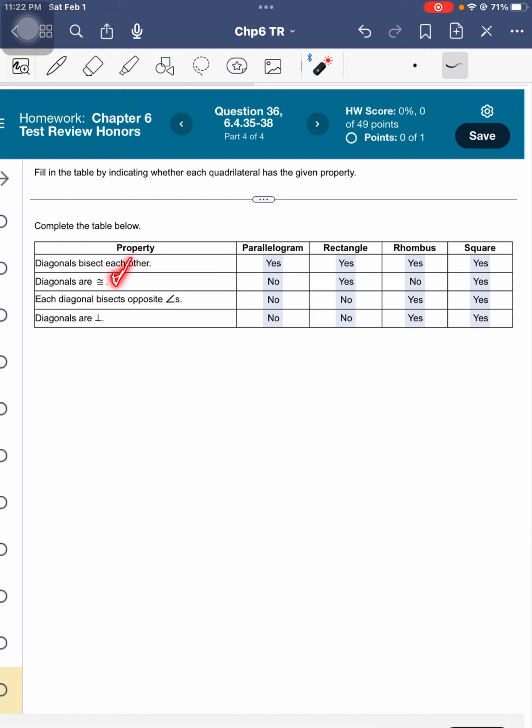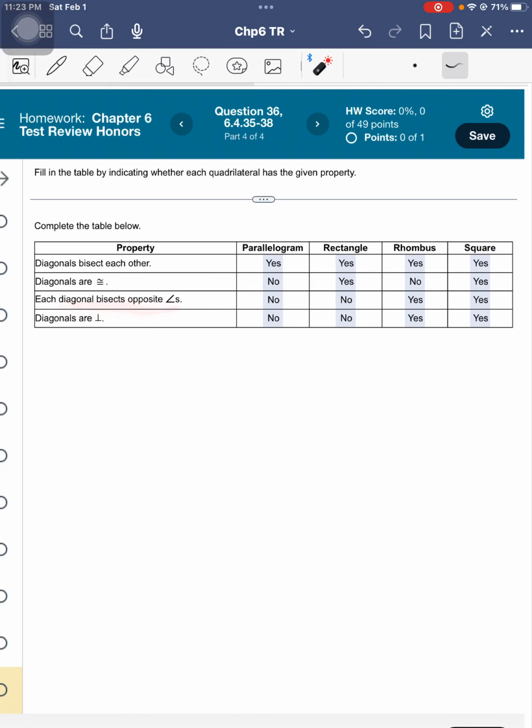The diagonals are congruent. Okay, that's a little bit special. The diagonals are congruent in only squares and rectangles. So no, yes, no, and yes. Remember the example that I did with my hands for the diagonals of a rhombus? If I make a square with my fingers, and I squish them together, one diagonal is going to get longer than the other one. So that's not congruent.